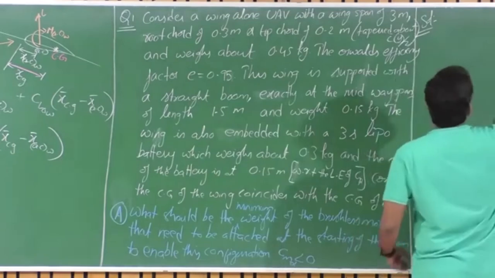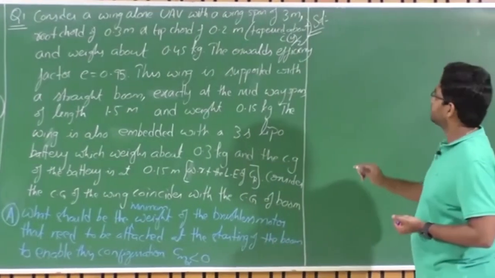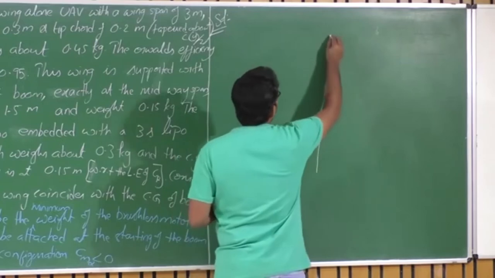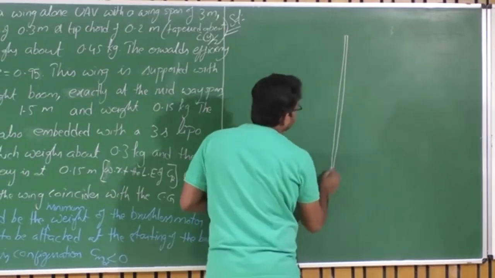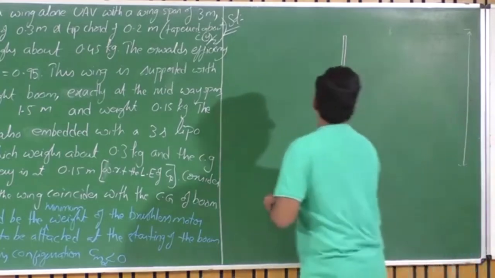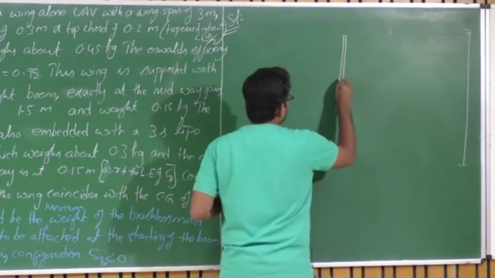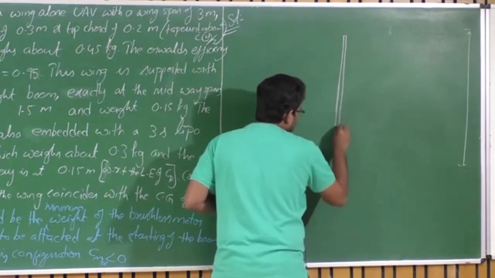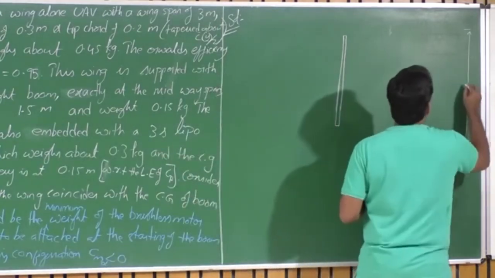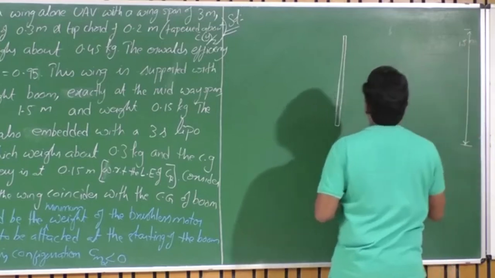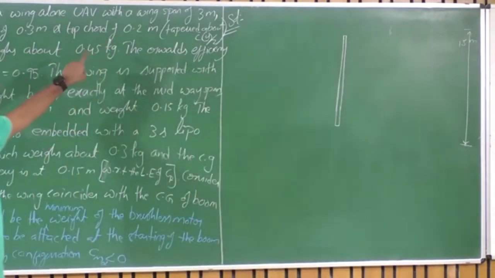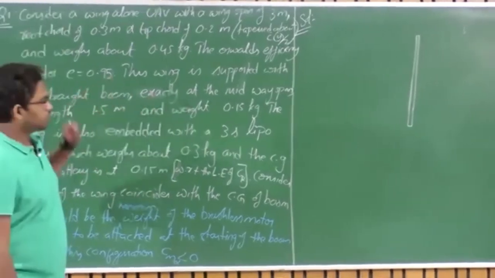So from the given data, we'll be able to draw the schematic of this UAV. Let us say this is the boom, right, which is about 1.5 meters. Let me reduce the size, otherwise I may not be able to draw it to scale. Okay, so this is 1.5 meters. And then I have a wing of 3 meters, and the CG will be at C by 2, isn't it, with a root chord of say 0.3 meters and the tip chord of 0.2 meters.